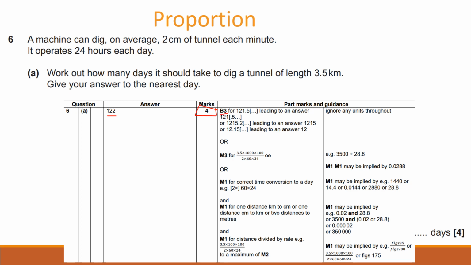B3 means there are 3 marks if you got 121.5, or there are 3 marks for doing the calculation that you can see here, or equivalent, so OE means or equivalent. You get a method mark for converting your time, so doing your 2 times 60 by 24. And you can also get a method mark for converting your distance in kilometres into centimetres. There's another method mark there. And you can also get another method mark for doing the distance divided by the rate, which is this sum down the bottom that you can see, up to a maximum of 2 marks for there. The total for this question was 4 marks.